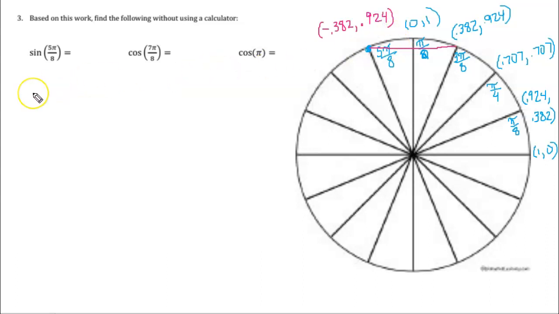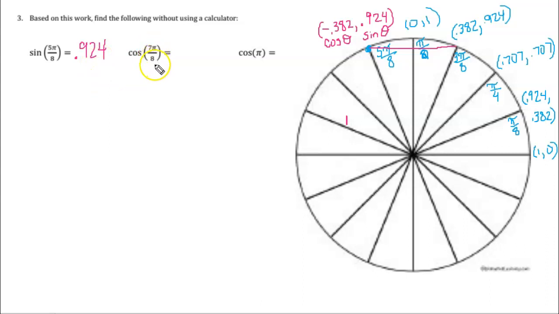And what we just conjectured on the previous page is that for the unit circle, which has a radius of 1, the x-coordinate is always equal to the cosine of that angle, and the y-coordinate is always equal to the sine of that angle. So for 5 pi over 8, the sine of 5 pi over 8 must be 0.924. And I didn't have to use my calculator.